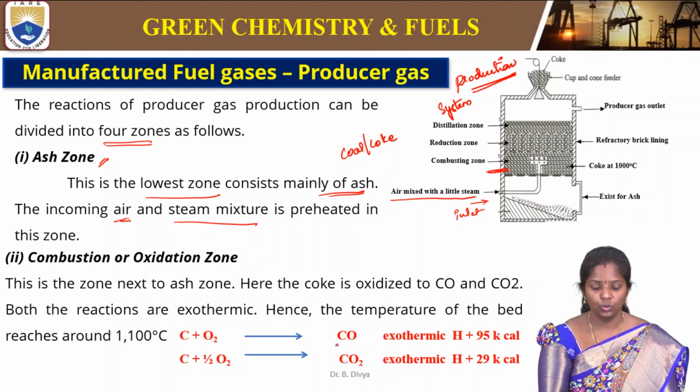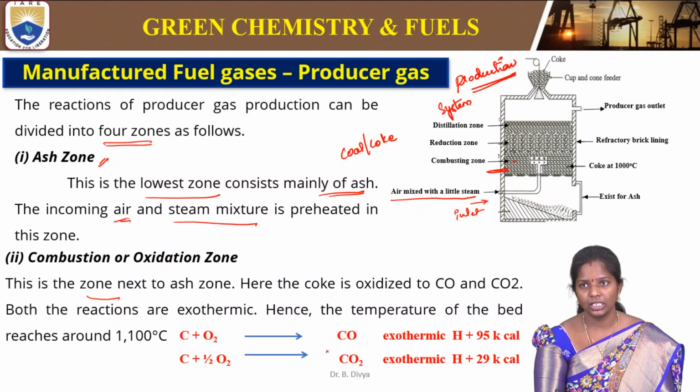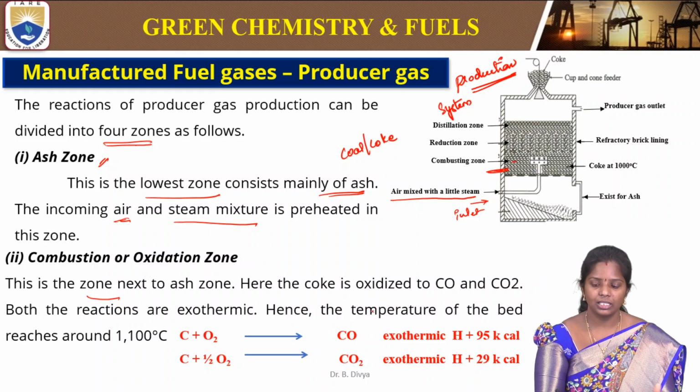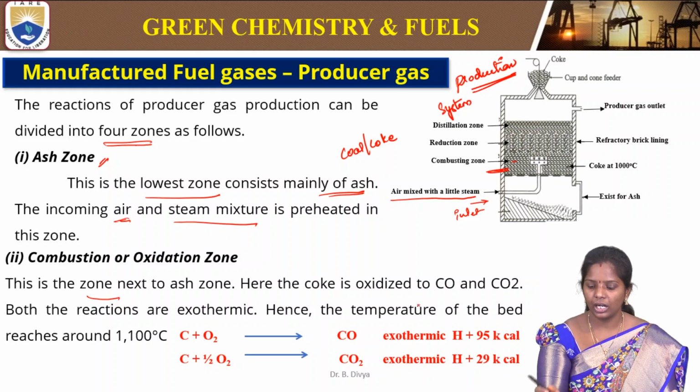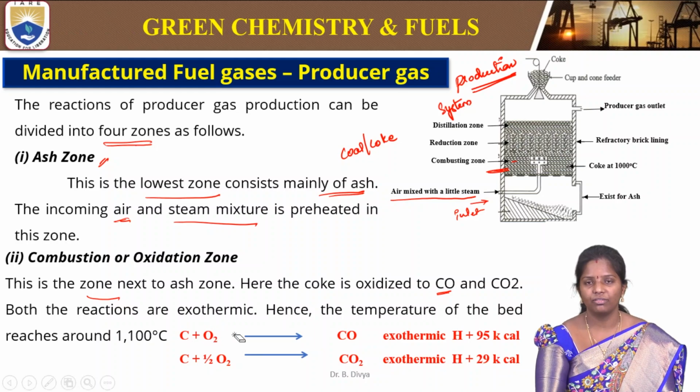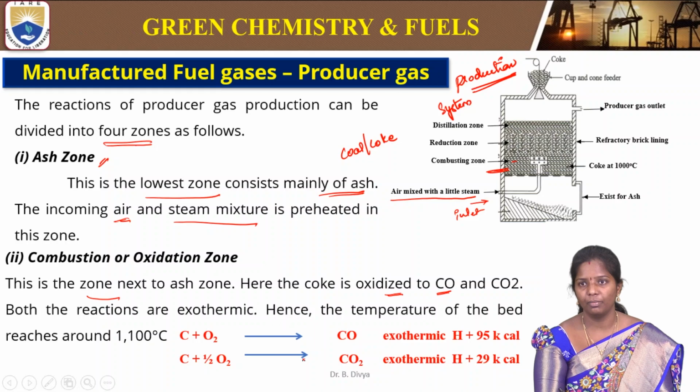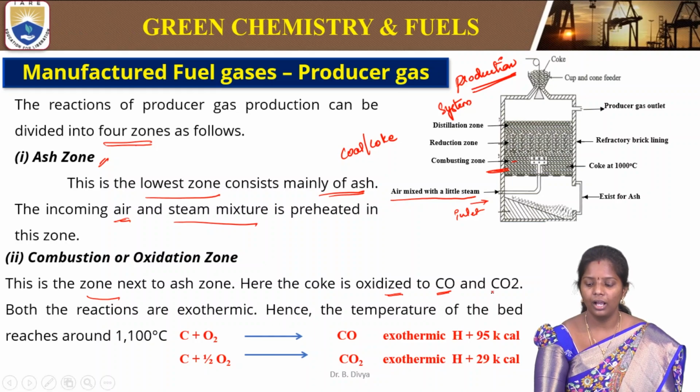Next is the combustion zone. This is the zone next to the ash zone, where combustion is taking place. Here the coke is oxidized to carbon monoxide and carbon dioxide. Why? Because coke contains carbon. As we have seen in the previous solid fuels, the highest percentage of carbon is in coke or coal. This carbon is converting to carbon monoxide and carbon dioxide because of oxidation, the addition of oxygen.